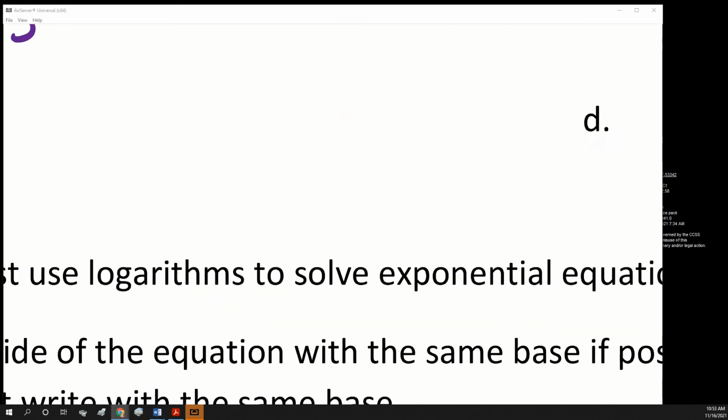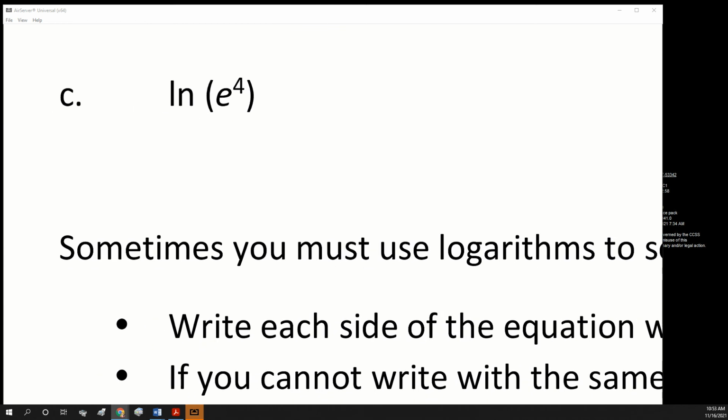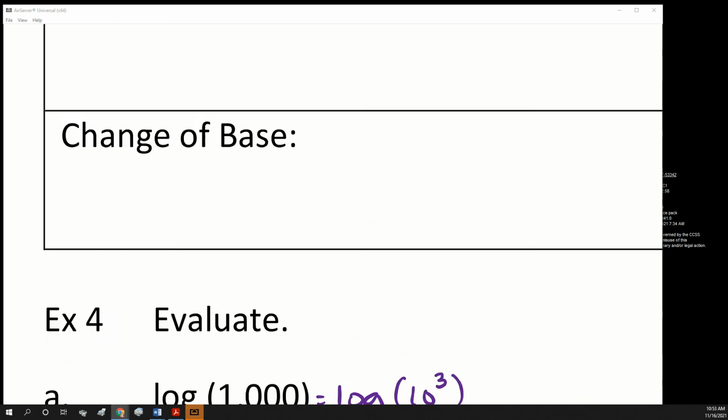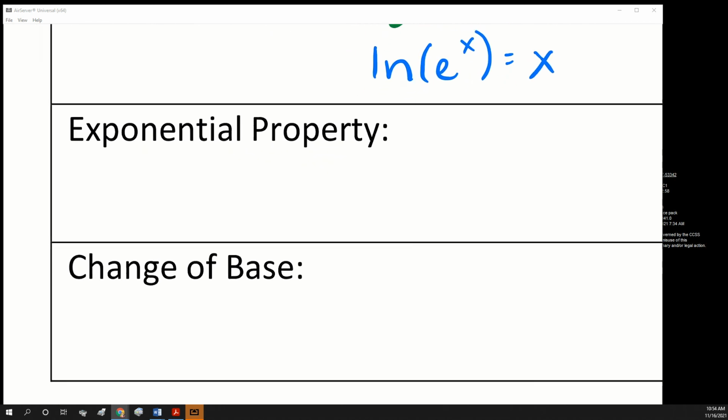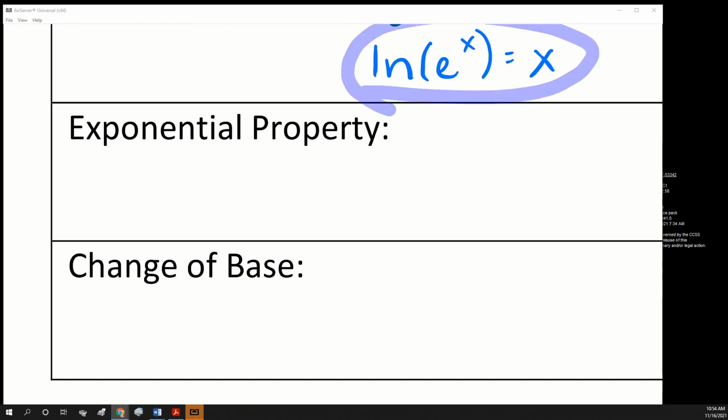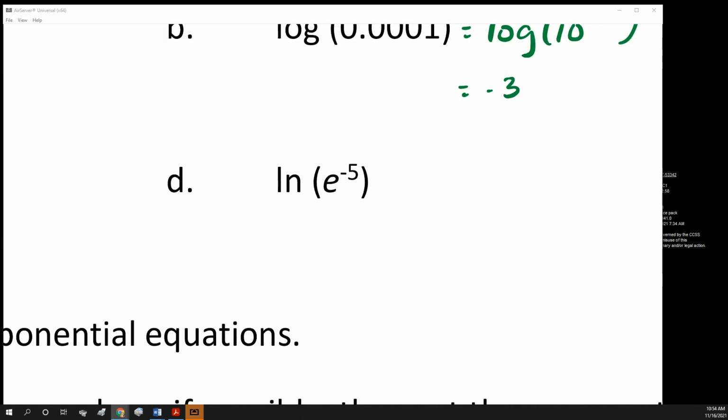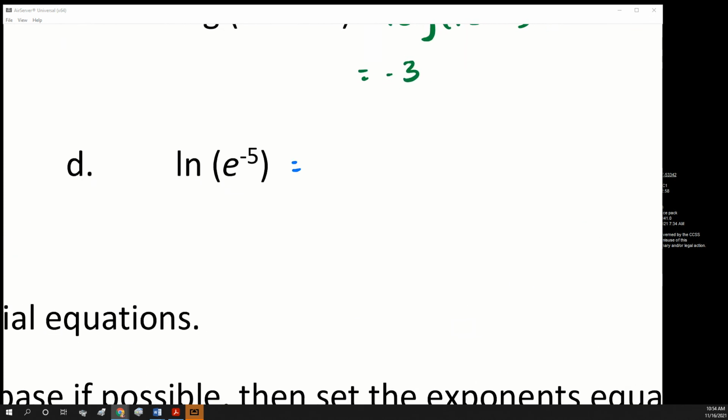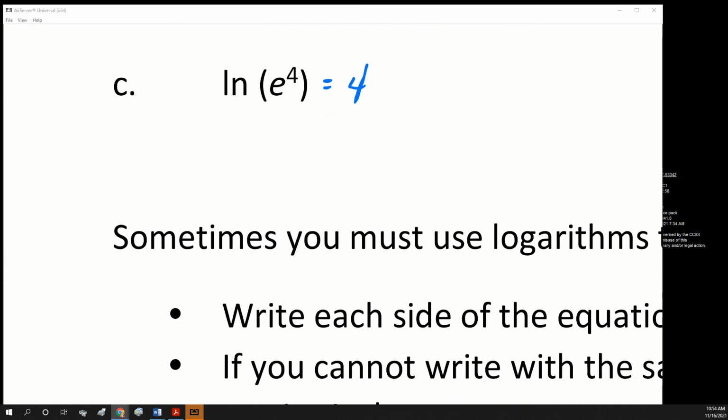All right, the next two are a little more straightforward. So we have the natural log of e to the 4th, which should just be 4. Just whatever that power is. So we're just using that one right there. All right, what do you guys think D is? Just -5. That's it. All right, so your assignment today, we're going to stop there. We'll pick back up tomorrow, is on page 287, 1 through 16, and then 25 through 36.